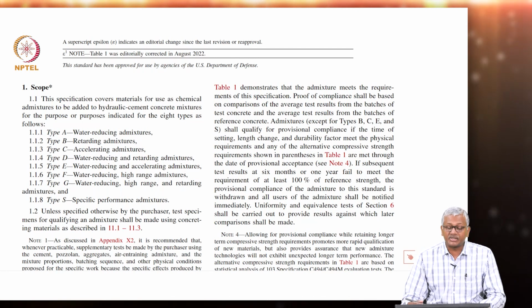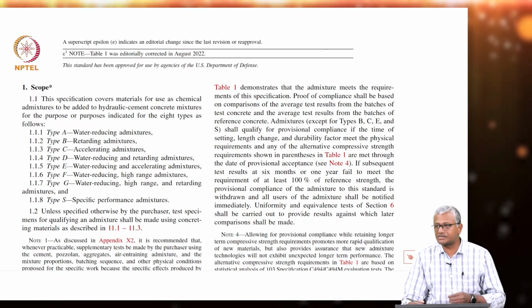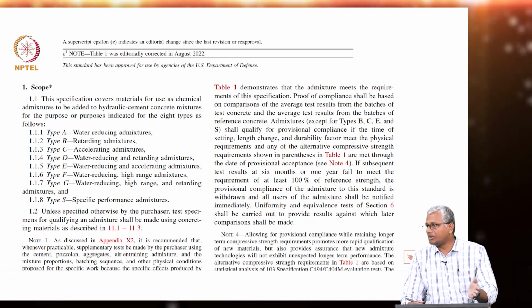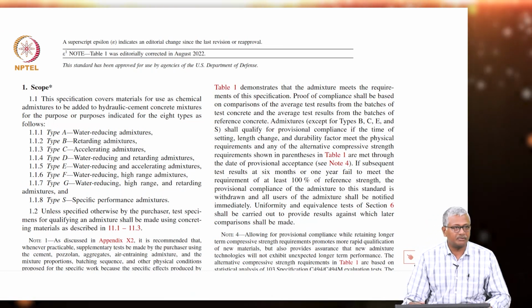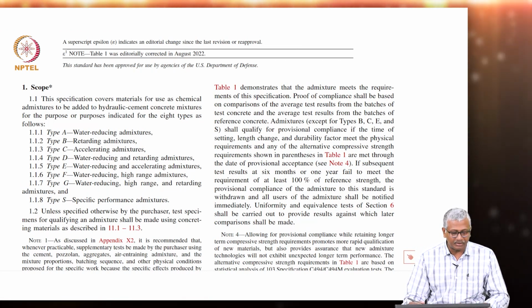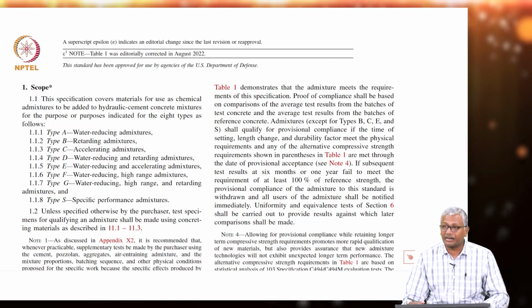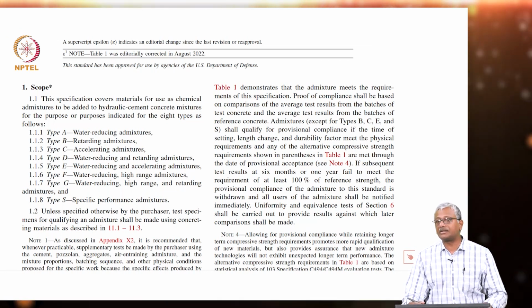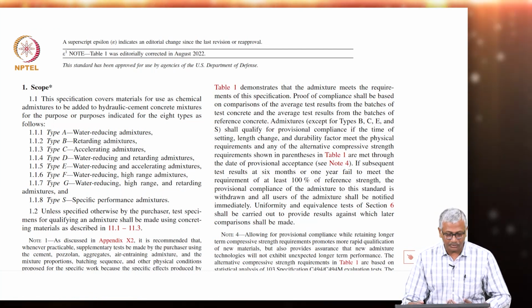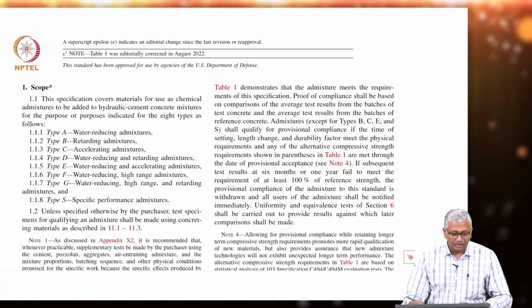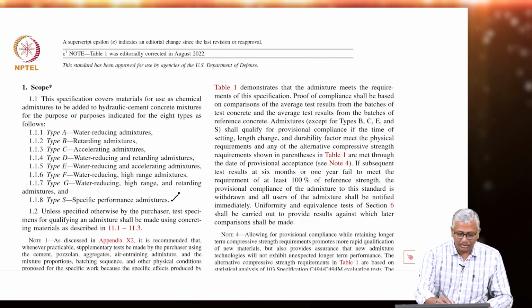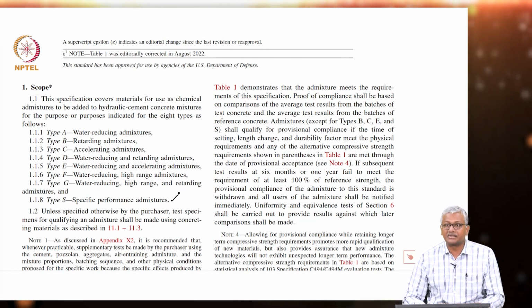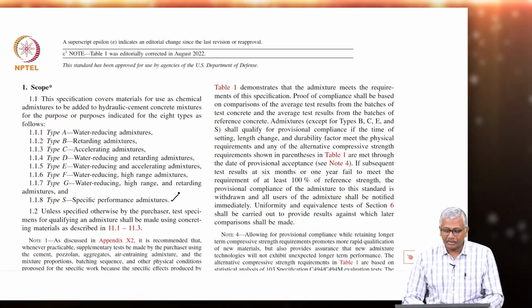Type E is water reducing and accelerating. So, obviously, this is not from the same molecule, but you need to have two molecules which can actually work together to give that kind of performance. Type F is water reducing high range, that is superplasticizer, and type G is a retarding superplasticizer, water reducing high range and retarding. Now, what they have also brought on additionally is this type S or special performance admixtures.